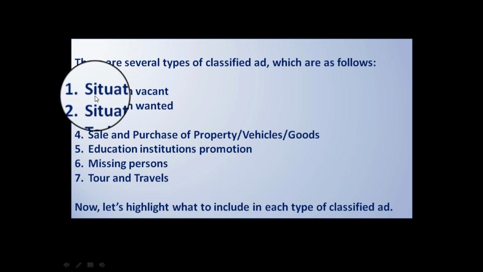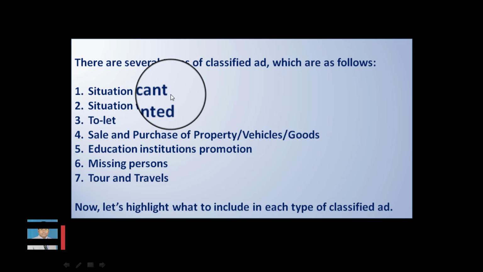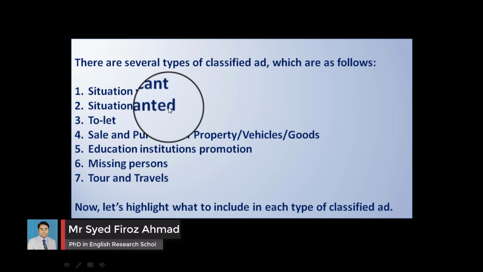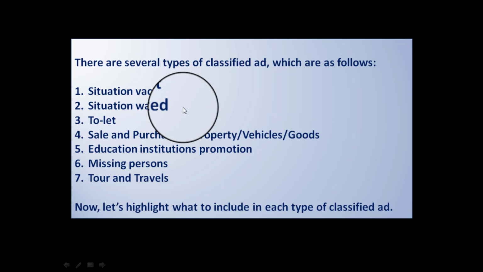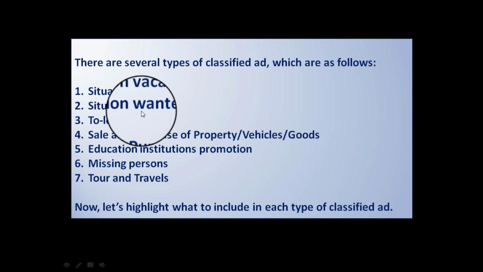The first is situation vacant, which is especially written or used by a company or organization when they want a particular post. They get it published in different newspapers, local dailies or national dailies. The number 2 is situation wanted. That means if you are qualified, if you have completed your BTech or MTech, and you want to serve somewhere in a good company, sometimes a multinational company, you go to the newspaper agencies and you want to get your resume or your situation published.